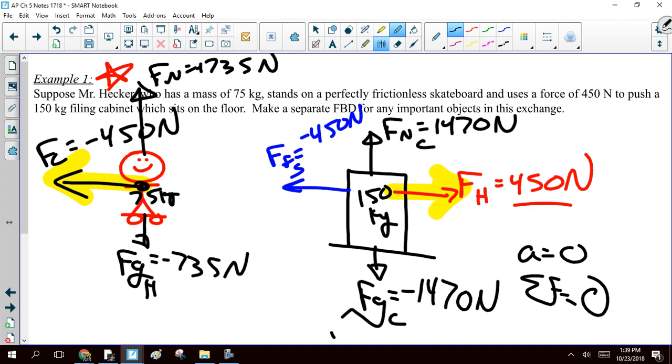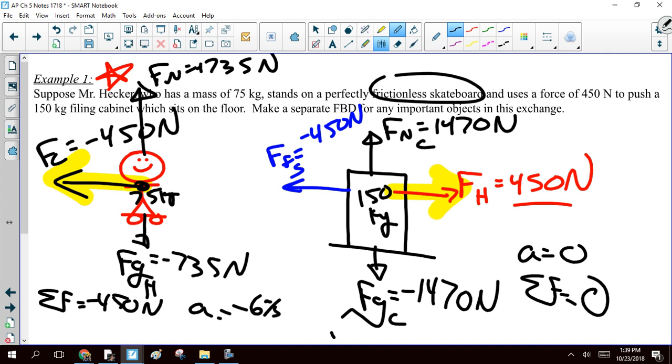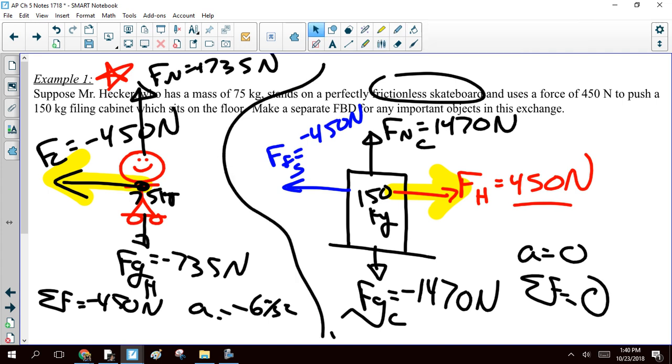Now, for me, it says I'm on a frictionless skateboard. So now there's no friction, which means the net force for me is going to be negative 450 newtons. So you can now find the acceleration, right? 450 over 75, and it gives you negative 6 meters per second squared. Okay, so that's that.